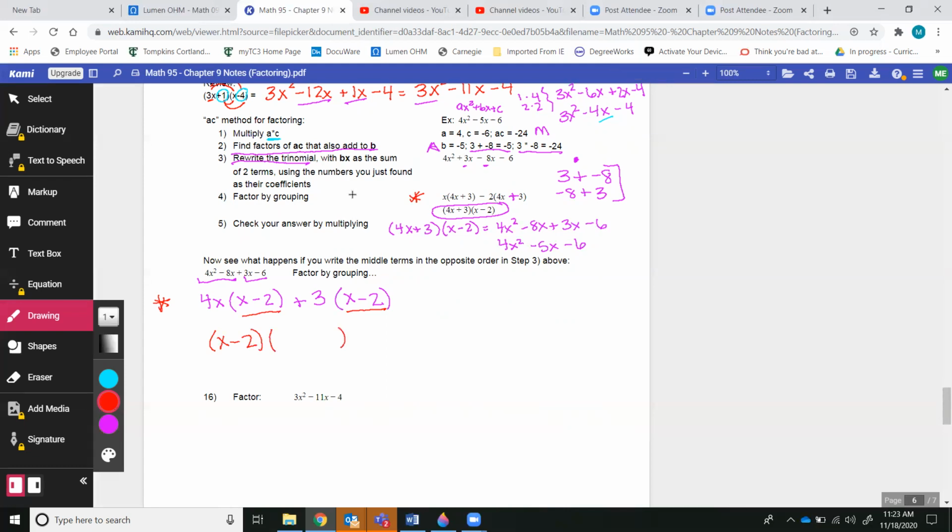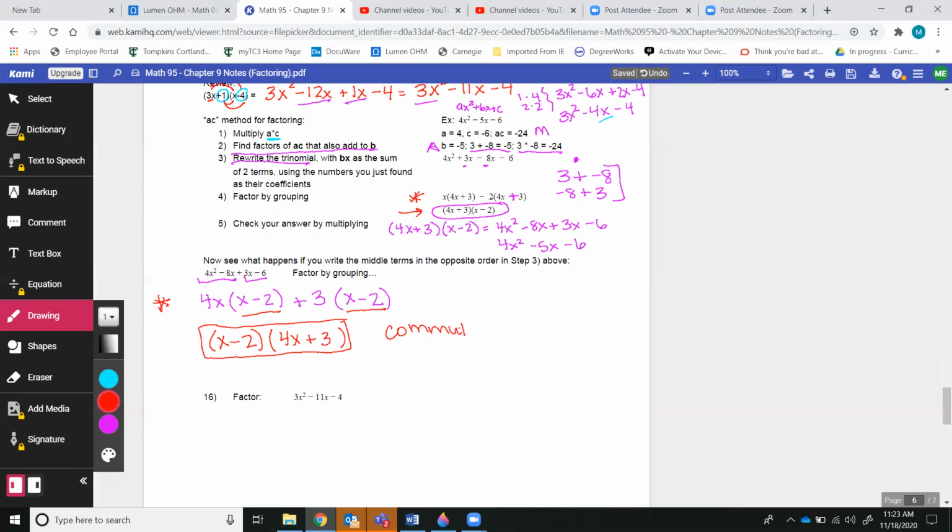And then I want to write what's left. Well, in this term, once I cancel out x minus 2, I have 4x left. And in this term, once I cancel out x minus 2, I have plus 3 left. So let's take a look at how this answer relates to this answer. I have exactly the same factors, 4x plus 3 times x minus 2. They're just in an opposite order, which again is fine because of that commutative property, right?